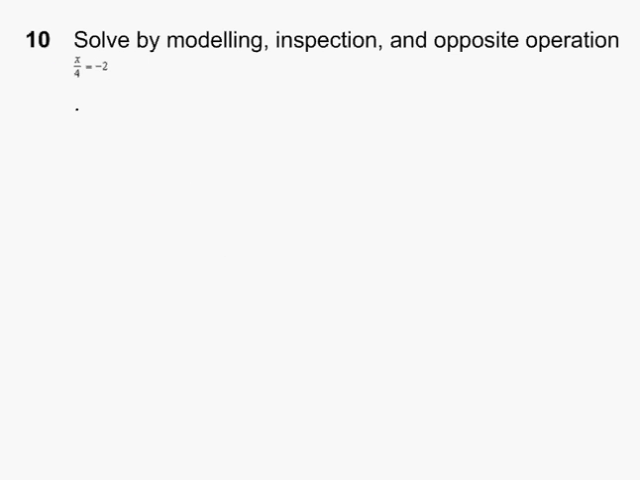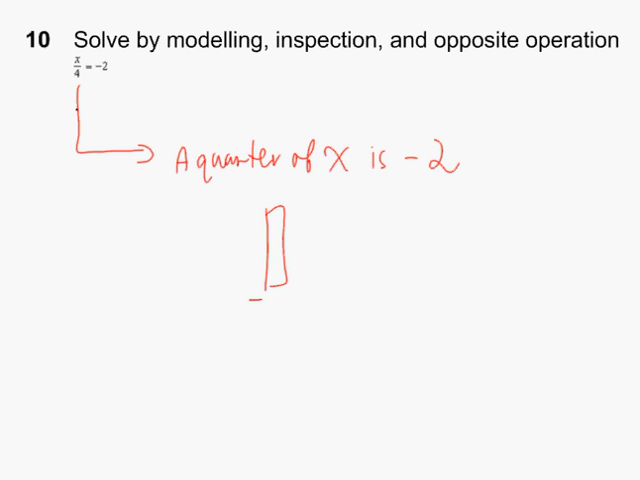Question 10 says solve by modeling. In order to solve this by modeling, I need to be able to interpret it as a quarter of x is negative 2. So if I see it as being a quarter of x, then when I draw my x value, I'm going to shade in just a quarter of it, not all of it. And I'm going to put negative 2 over here.